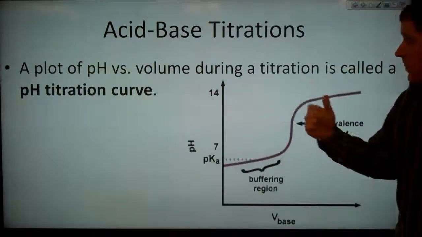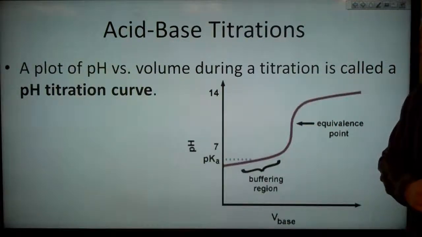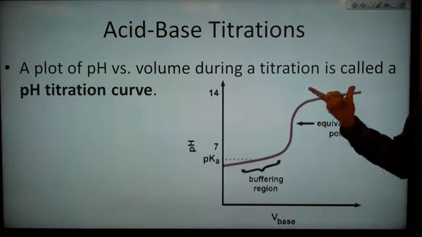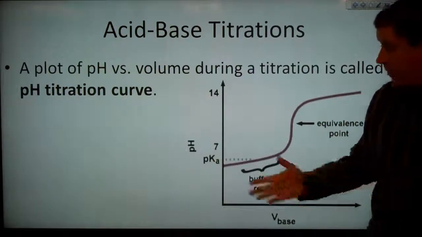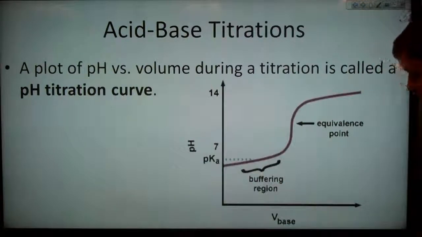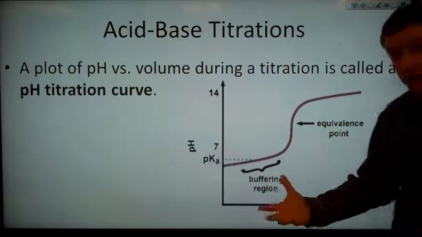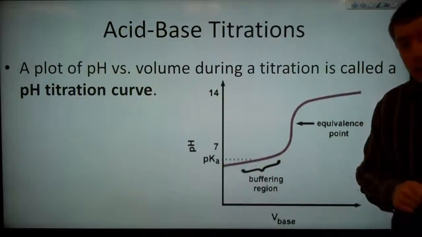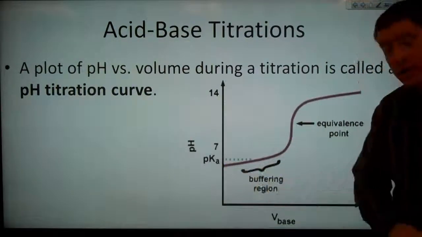So, a plot of pH as a function of volume during a titration is what we call a pH titration curve. So we have the pH plotted over here and the volume of our base added in this case. So we start out with an acid in our flask, so the pH is less than 7.